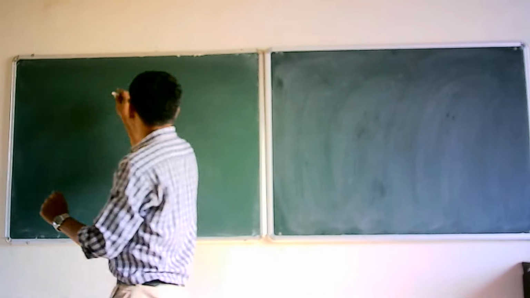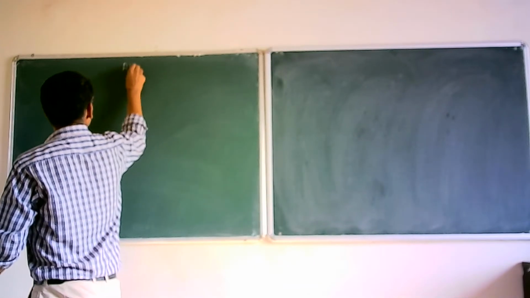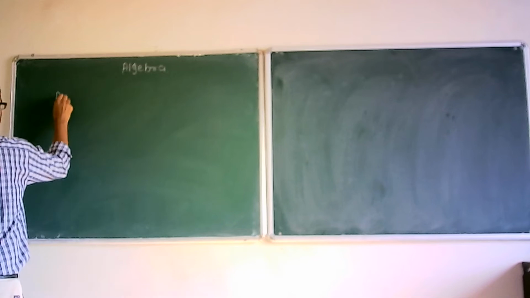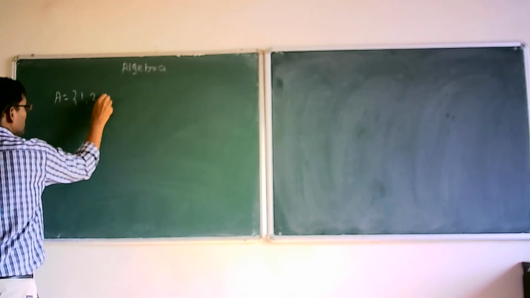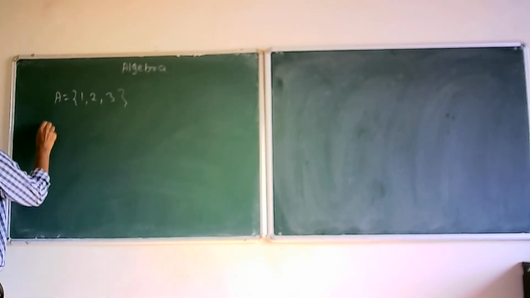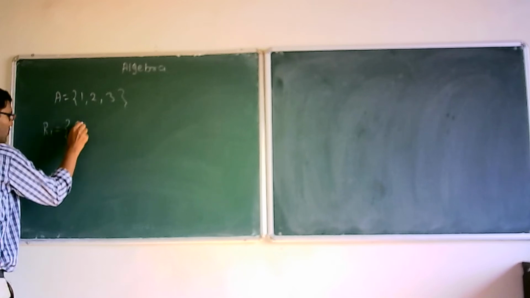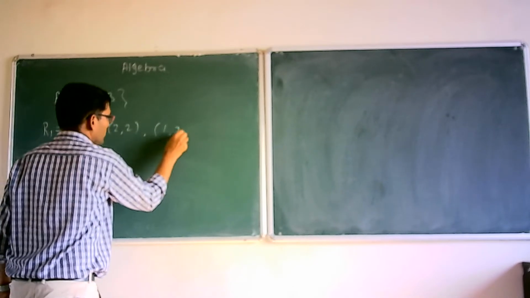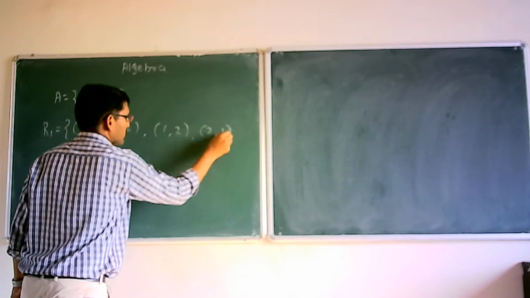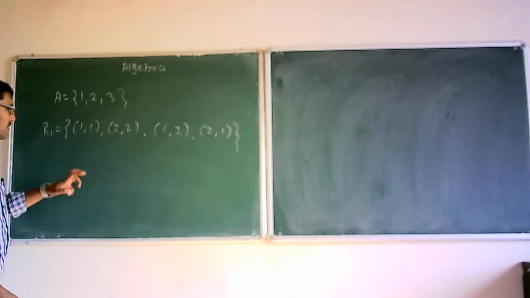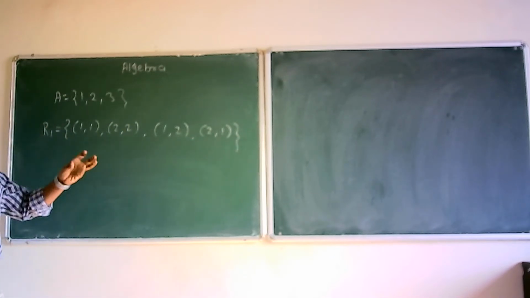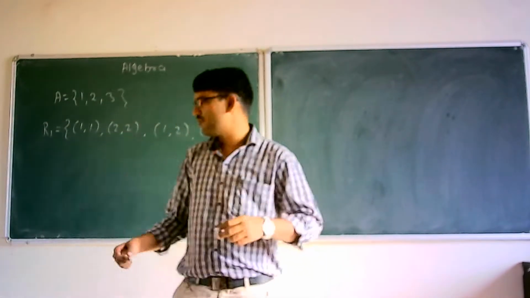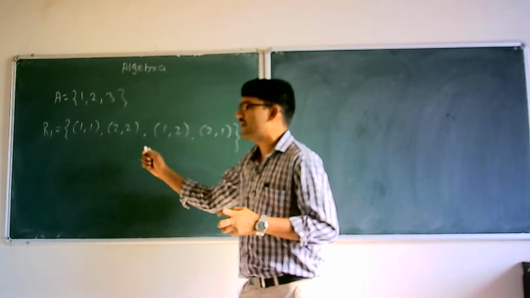The topic is algebra. So, the first question is: if set A is equal to {1, 2, 3} and suppose R1 is given as {(1,1), (2,2), (1,2), (2,1)}. Is this relation reflexive, symmetric and transitive? You want to check whether it is reflexive, symmetric and transitive.